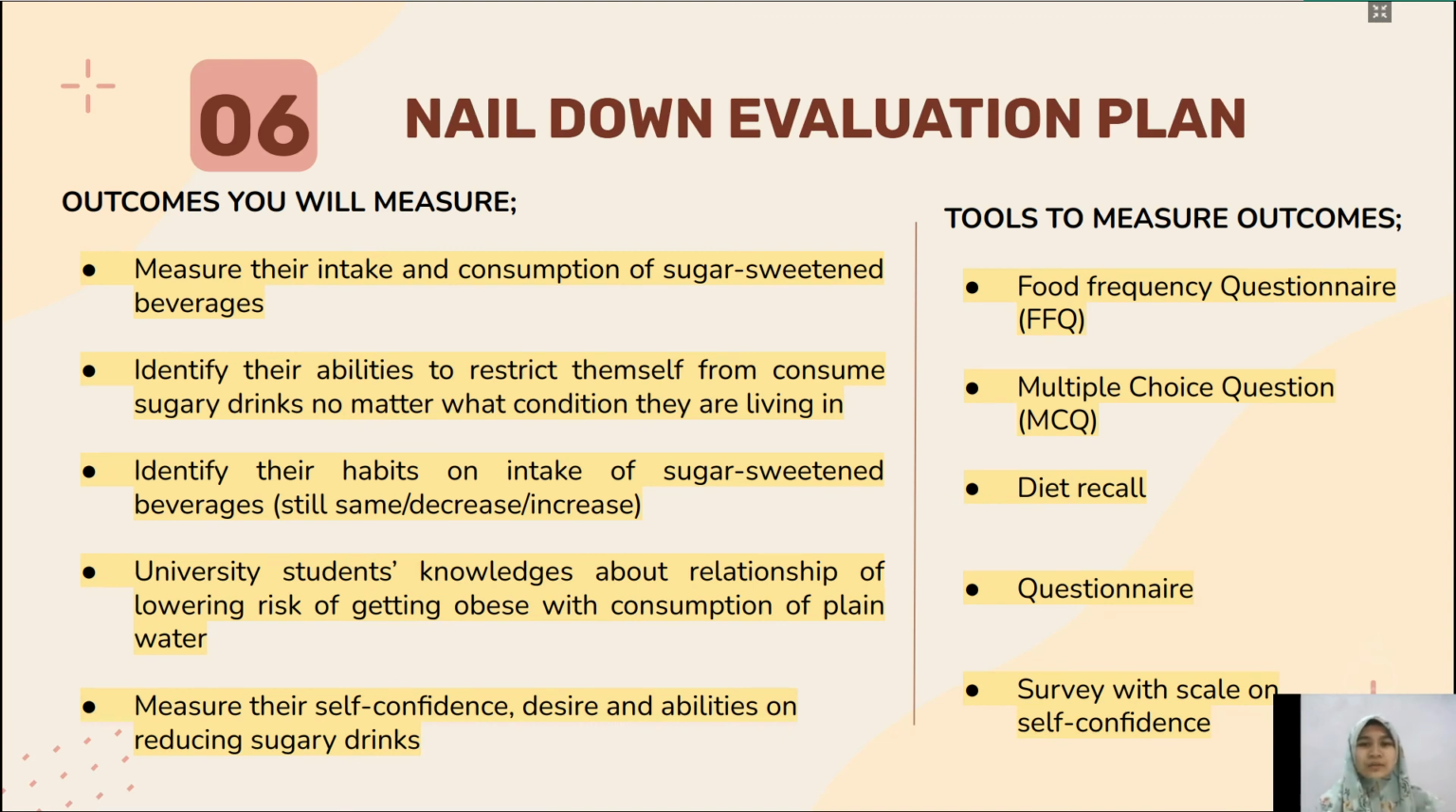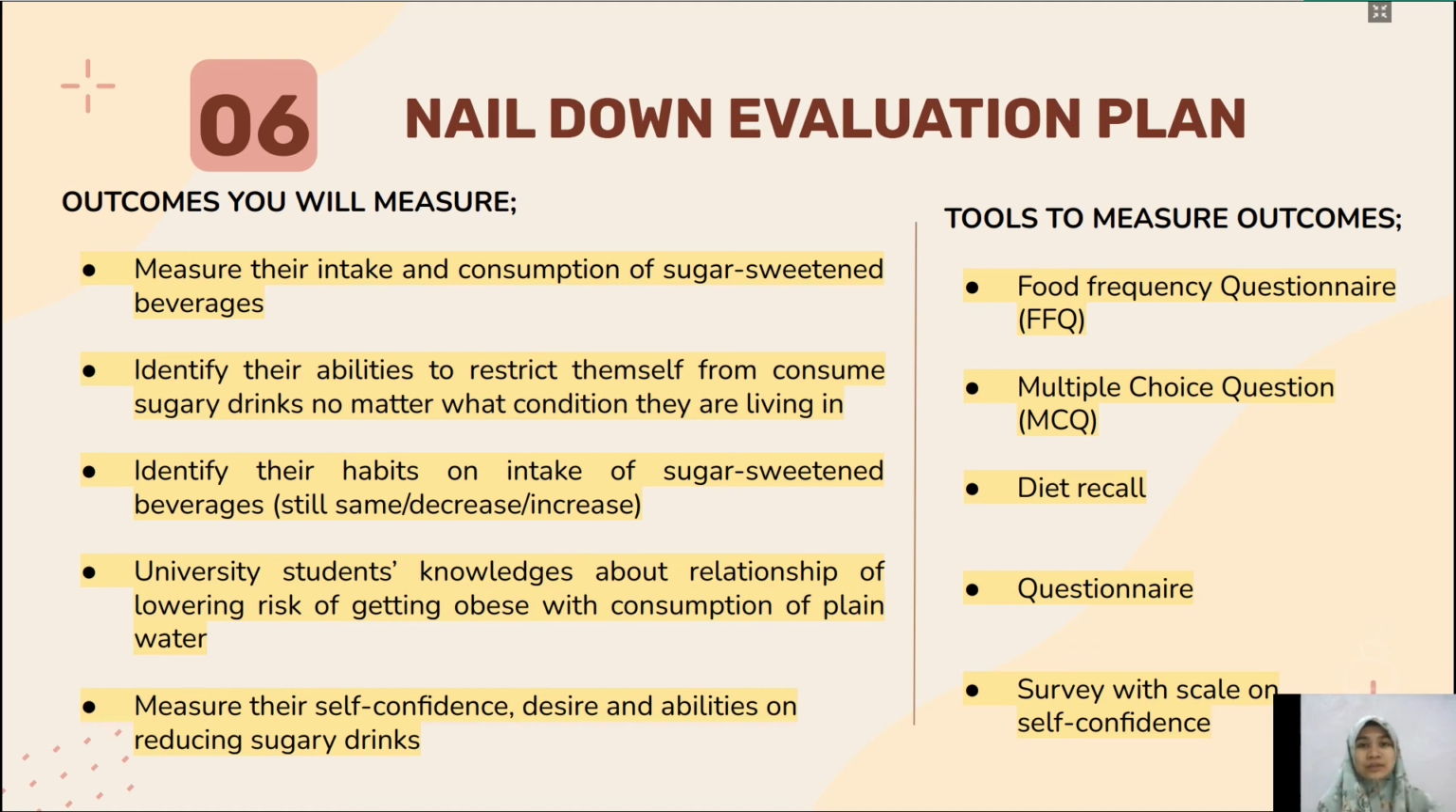Okay, next about the evaluation plans. Outcomes that will be measured. Number one, to measure their intake and consumption of sugar sweetened beverages. Number two, to identify their abilities to restrict themselves from consuming drinks in their living environment. Number three, identify their habits on intake of sugar sweetened drinks, whether it is still the same, decreased, or increased. Number four, to measure the university students' knowledge about the relationship of lowering the risk of getting obese with consumption of plain water. And lastly, to measure their self-confidence, their desire and abilities to reduce sugary drinks.